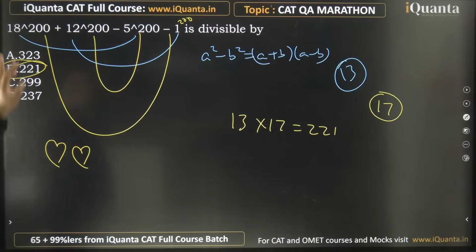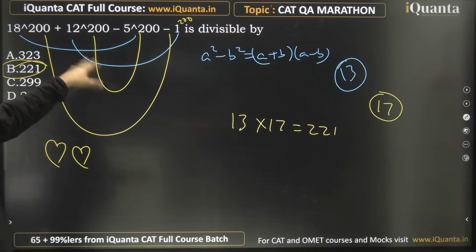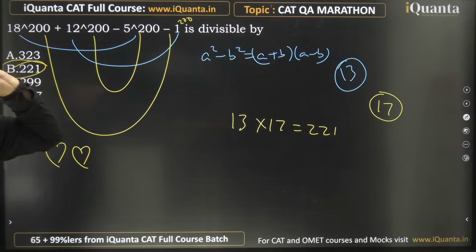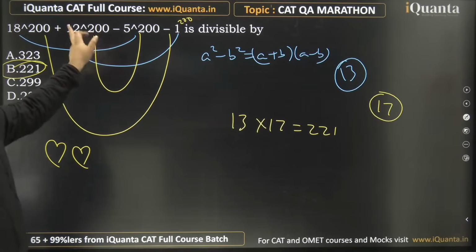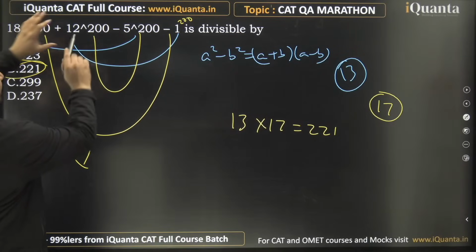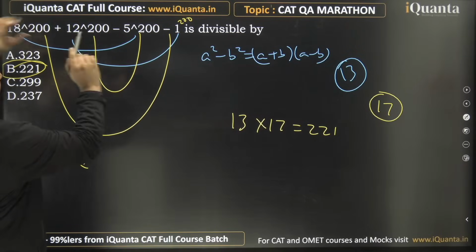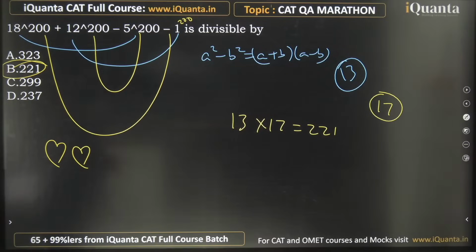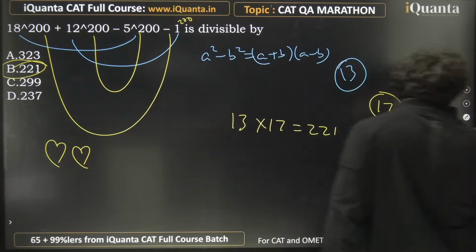ठीक? But when I took the blue pairs, I got 13 common in both the blue pairs. Yes or no? 18 minus 5 and 12 plus 1. I got 13 common. So 13 has to be a factor. You're sure about that? In the yellow pairing, I took 18 and 1, 12 and 5. So 18 minus 1 or 12 plus 5 with 17 common आ रहा है. So I took common, 2 common in both the values. 13 नहीं आया. 13, अरे यार ये तो काफ़ी कमाल की बात पूछ ली.